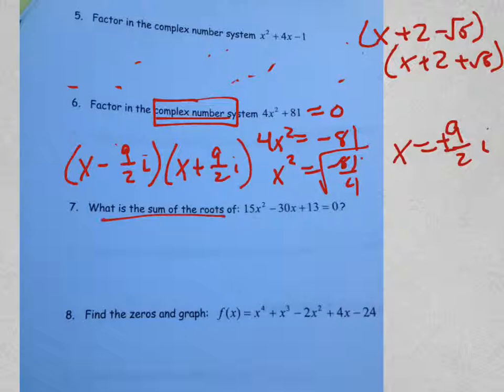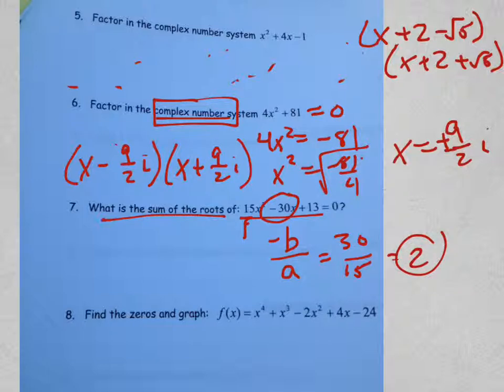This one asks what is the sum of the roots of this. That's actually, there's a little formula for it. It's the opposite of b all over a is the sum of the roots. So the opposite of b is 30 over a, which is 15, so the sum of the roots is just 2. And then this one says find the zeros and graph.